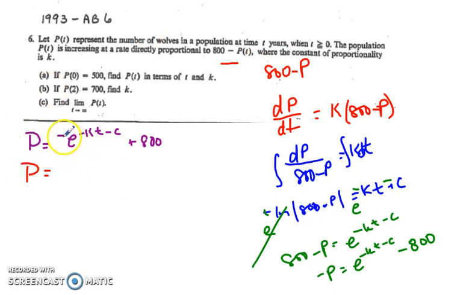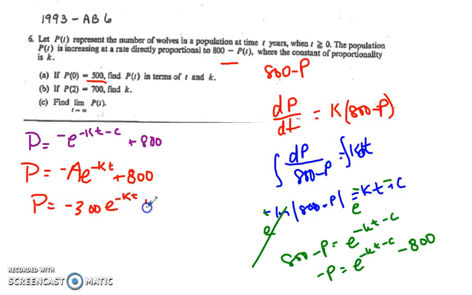And I'm going to split my exponent by properties of exponents. So I'm going to have negative e to the negative kt times e to the negative c, which we're going to call a. We're going to absorb that there. And then I can solve for a because my initial value is 500. So if I plug in t, I need to get out 500. So my a value is going to be 300. So here is the answer to part A of this problem.